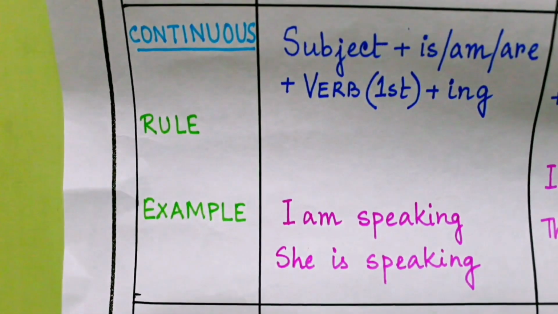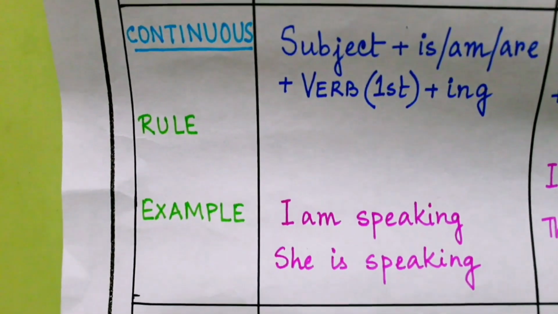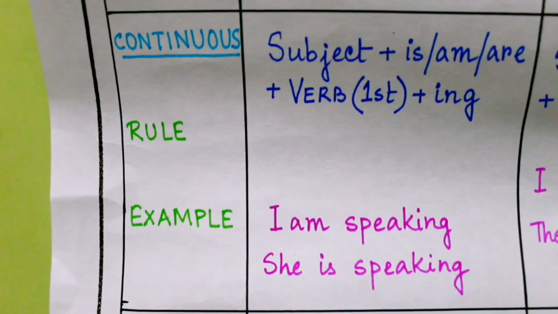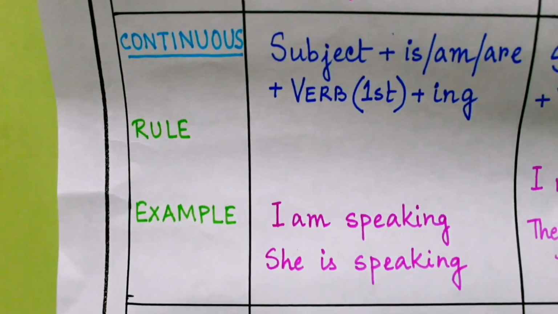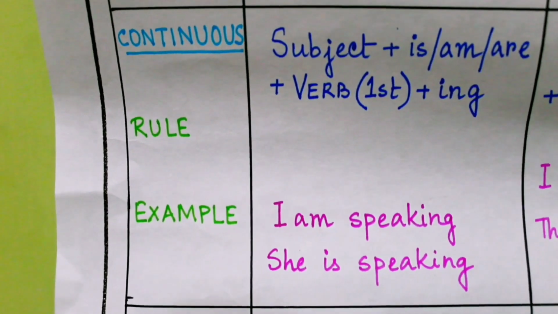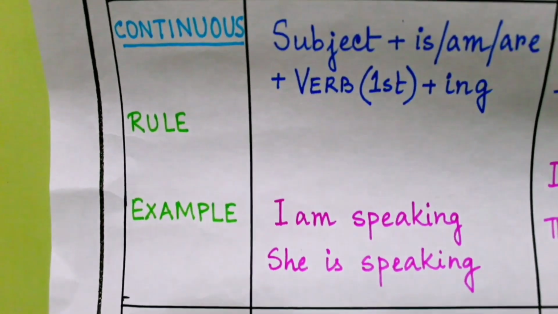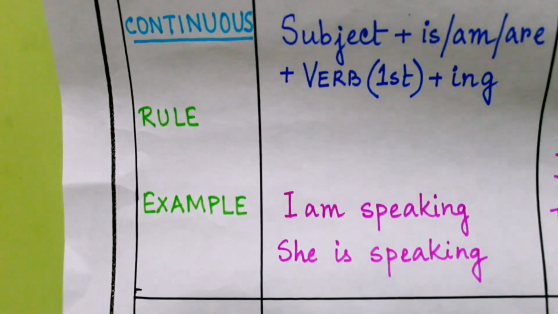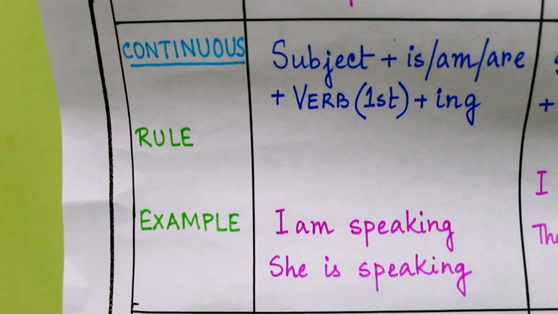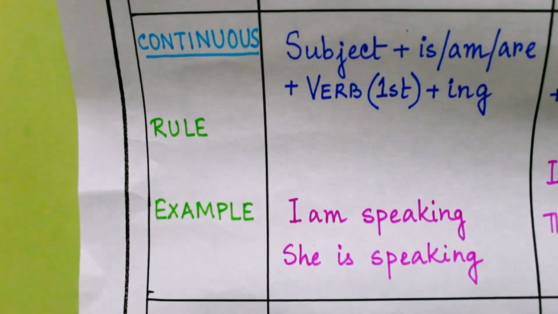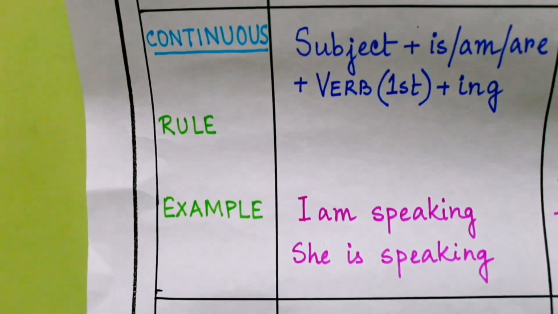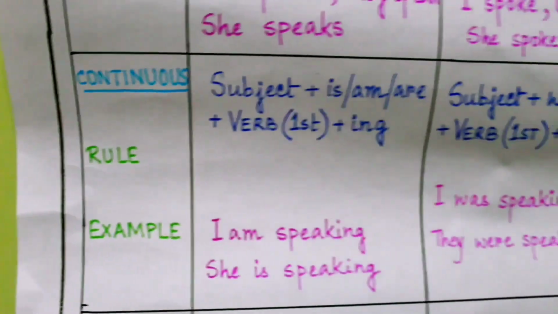Next we come to the present continuous tense. Here the rule is subject plus is or am or are plus verb in its first form plus ing. Now when do we use is or am or are? Is with singular subjects, are with plural subjects, and am with I. So I am speaking, she is speaking. Speak is the verb in its first form plus ing, which becomes the participle form of the verb.